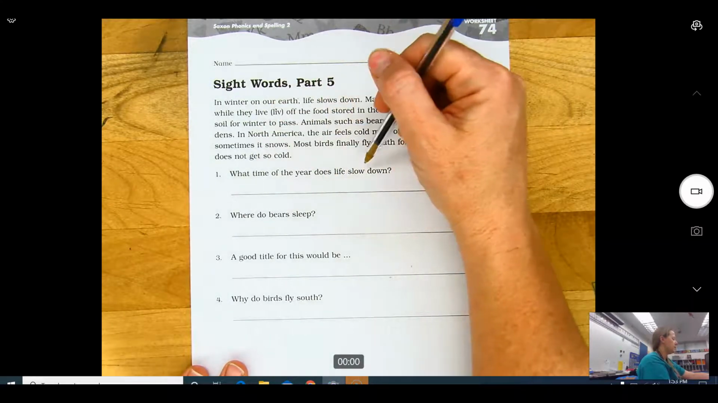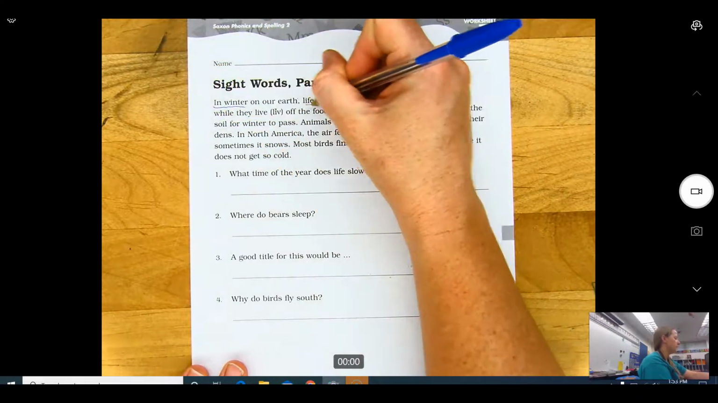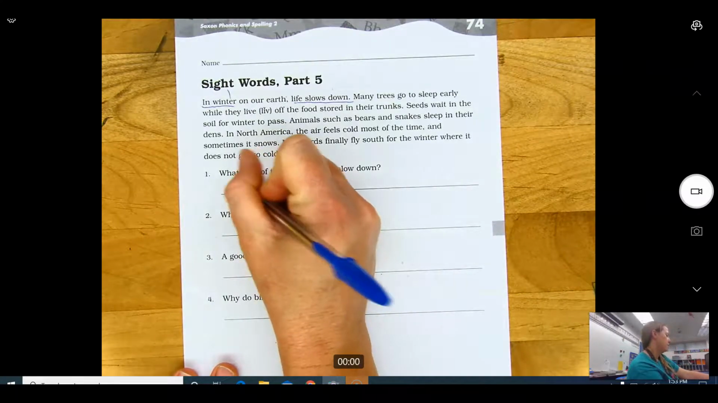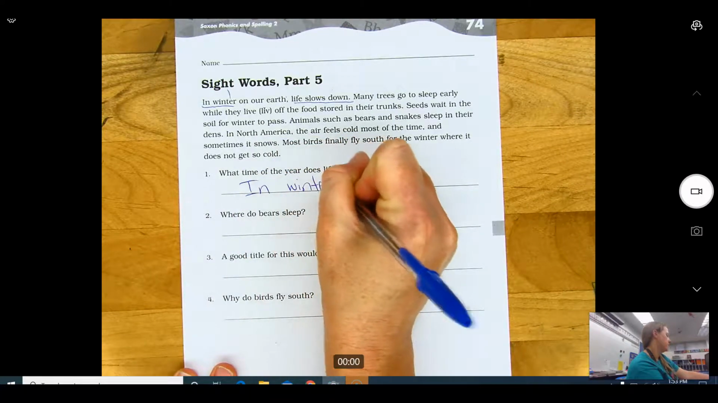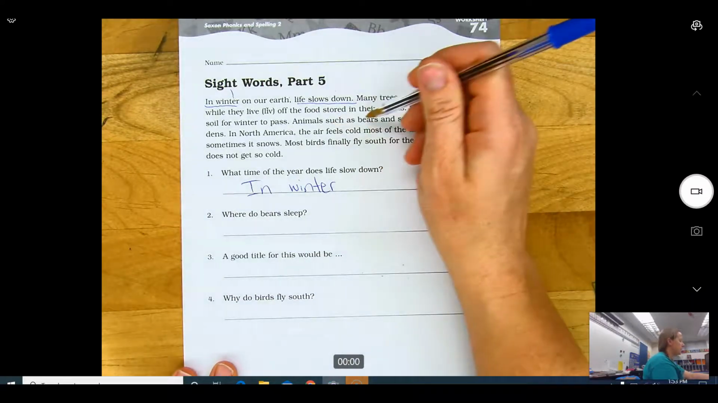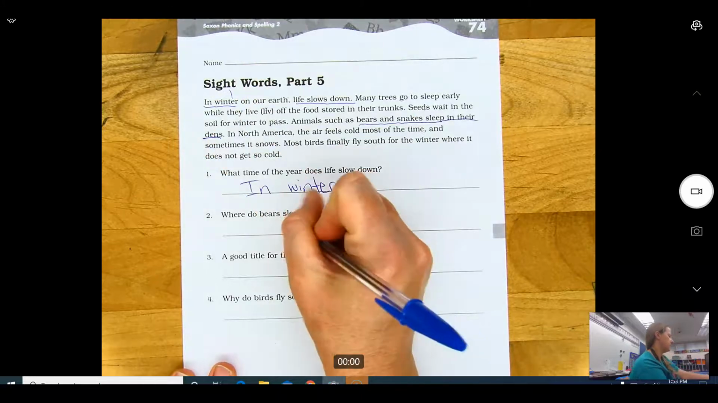What time of the year does life slow down? In winter, life slows down. Answer to question one. In winter. Where do bears sleep? Bears and snakes sleep in their dens.